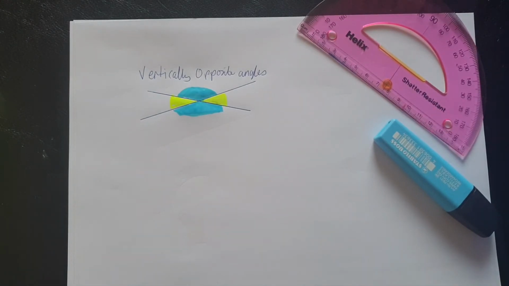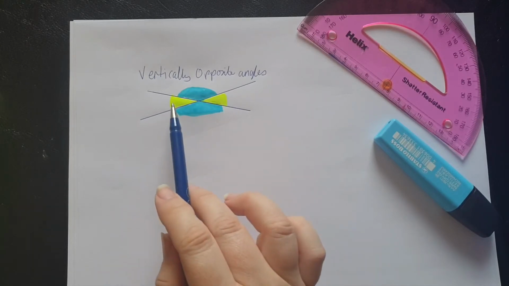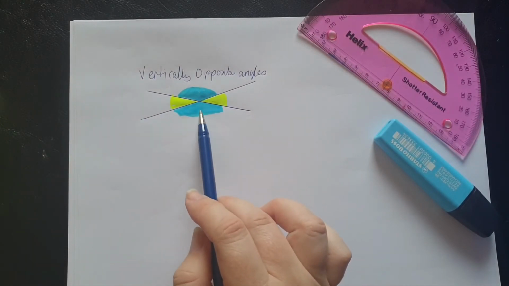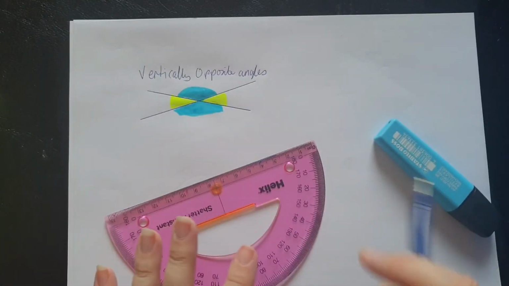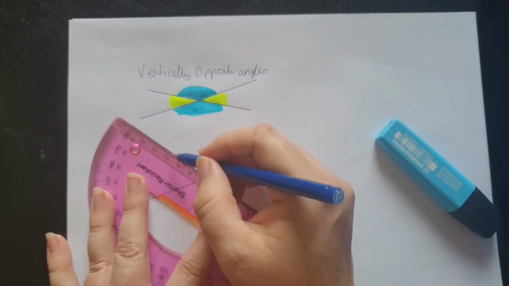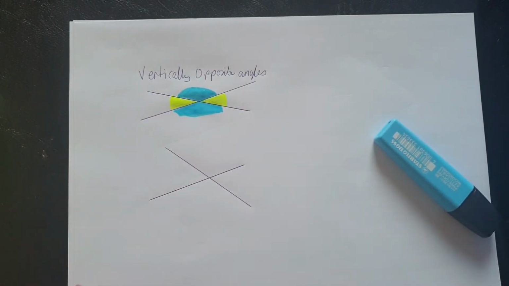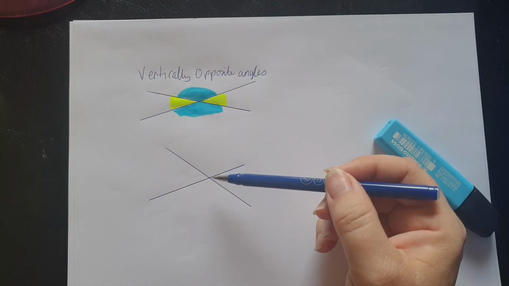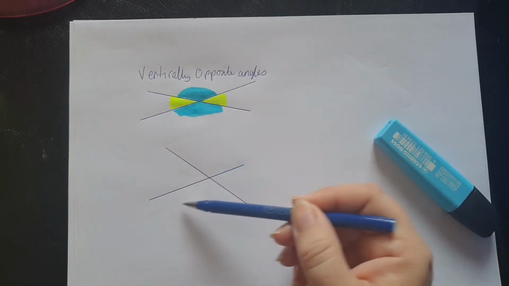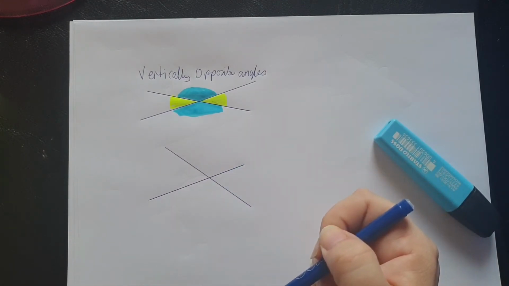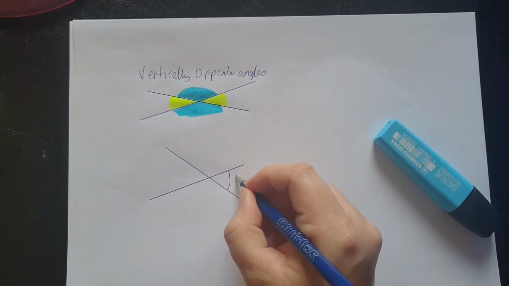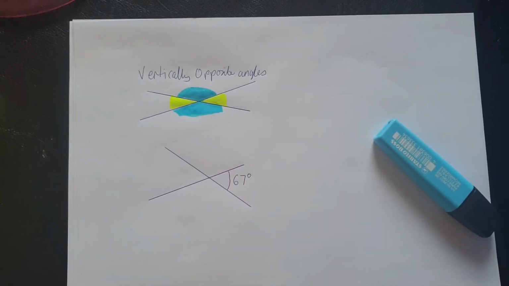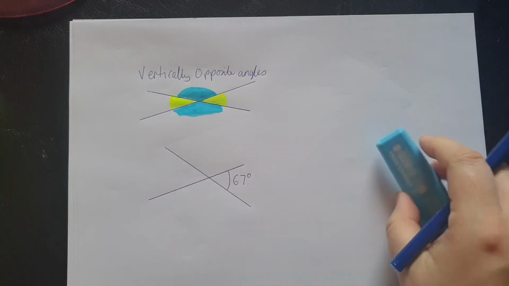So without any calculations, we can clearly see that these two angles are the same and these two angles are the same. How would this work in a question? You could be given any pair of angles where you can clearly see you have two straight lines intersecting. Therefore, if you are told that this angle here is 67 degrees, we know immediately that this angle here and this angle here are the same.